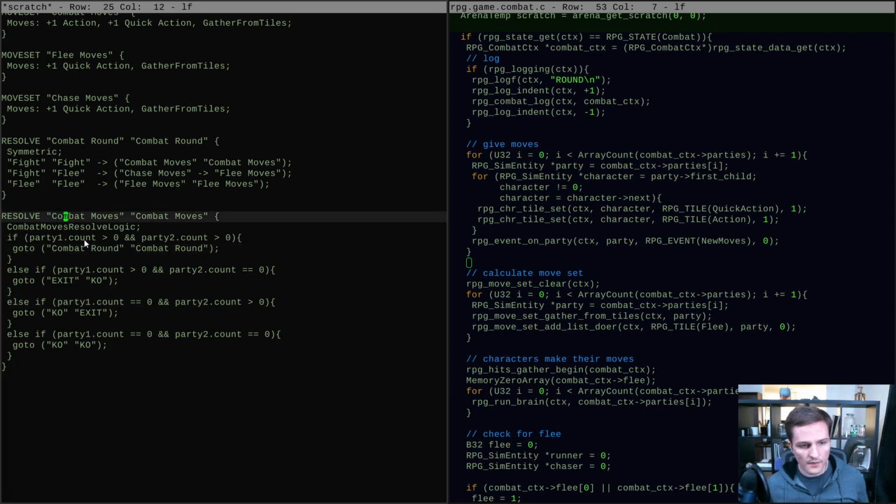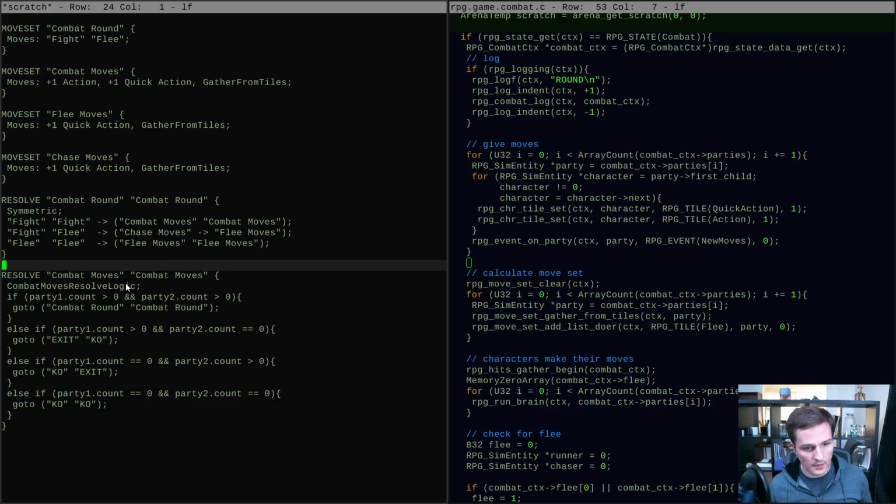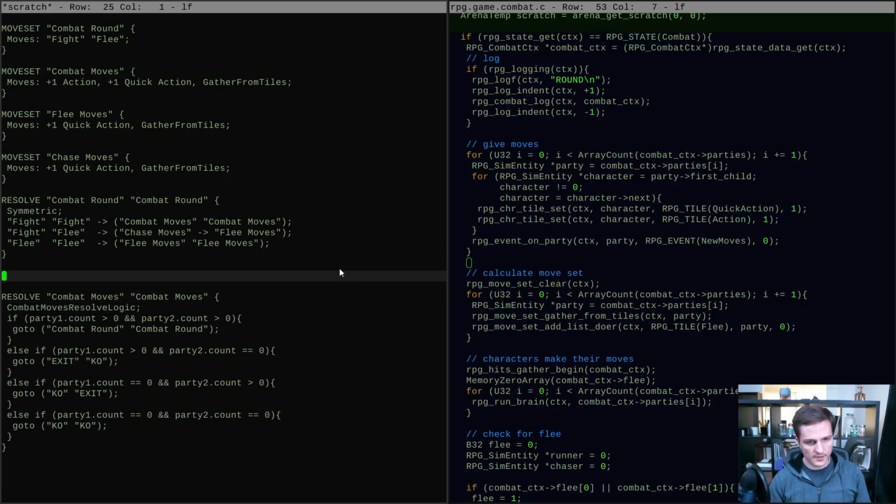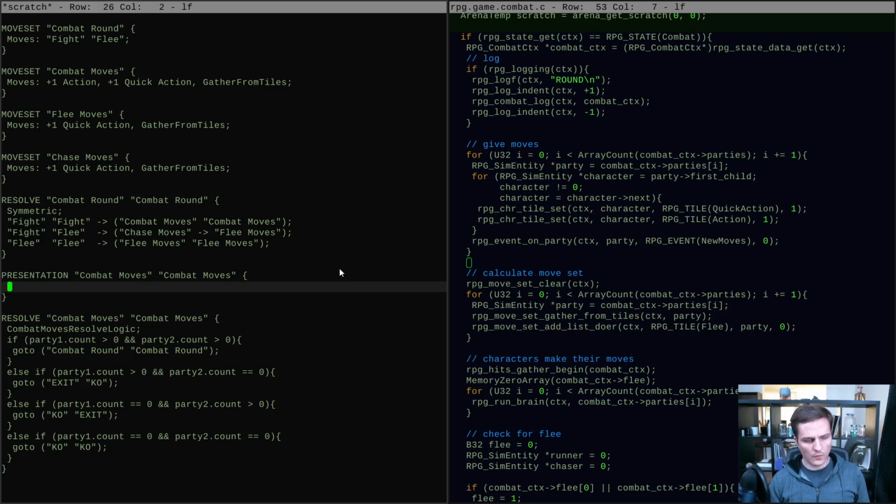So that's how we resolve it, but that's not how we present it, right? There's also this presentation of combat moves, which is about what information we deliver to each player before we gather the results.